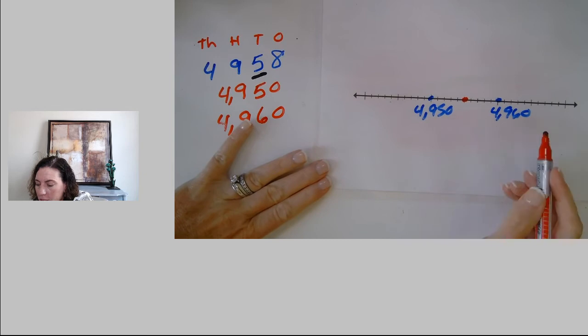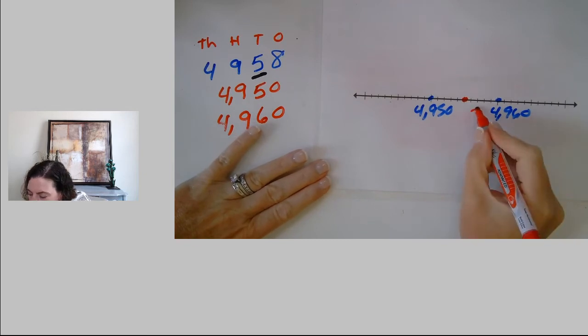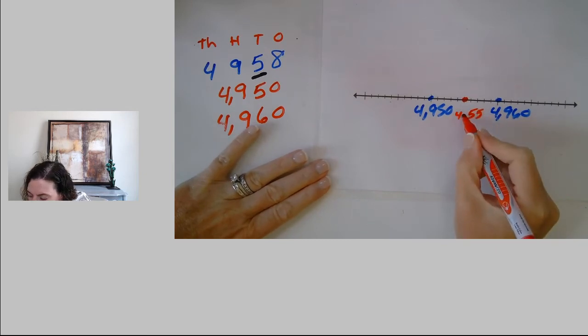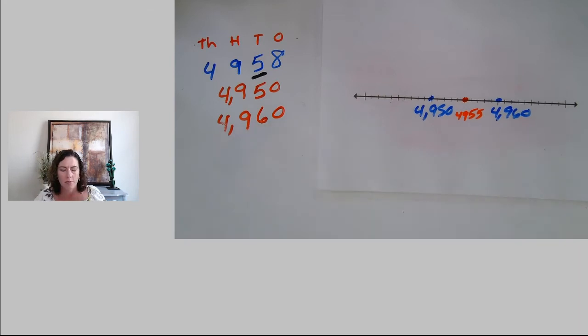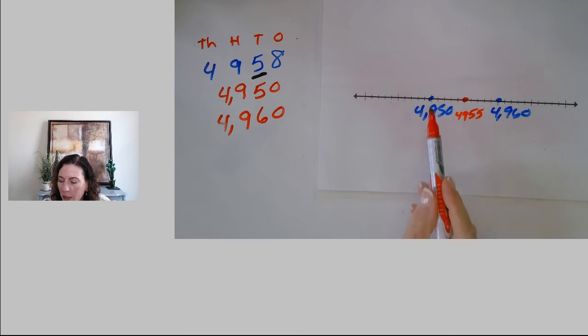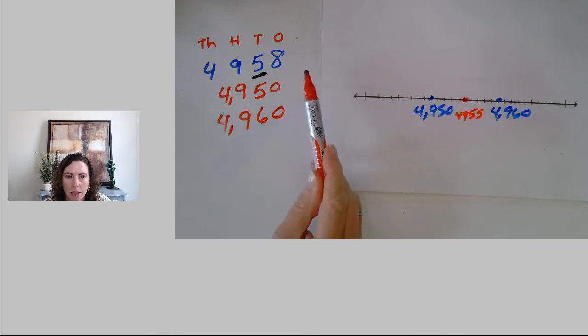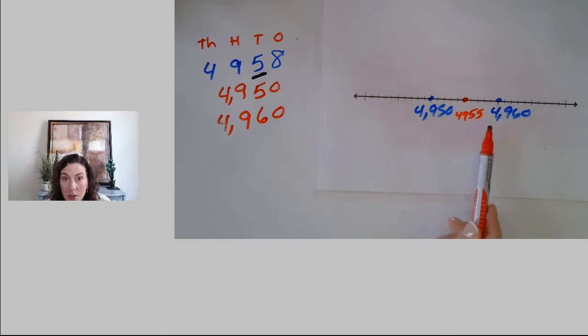Well, between 50 and 60 is 55. So it'd be 4,955. Okay, that would be in between those two numbers. Now, we talked about how these skip by 1. So where would 4,958 go? It's bigger than 55. How many bigger? It's 3 bigger. So it's going to go right here.